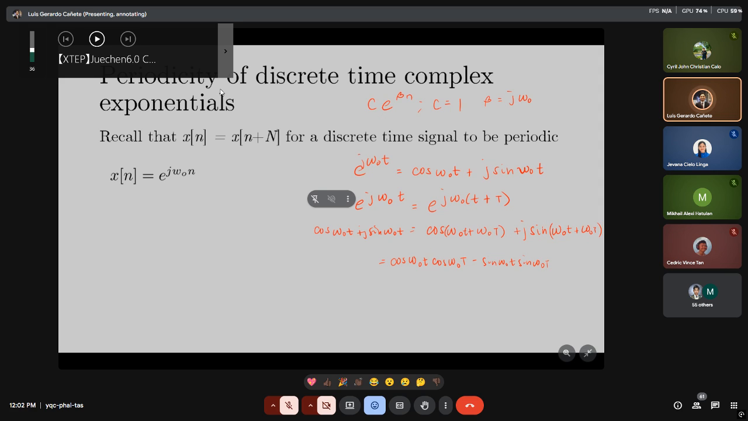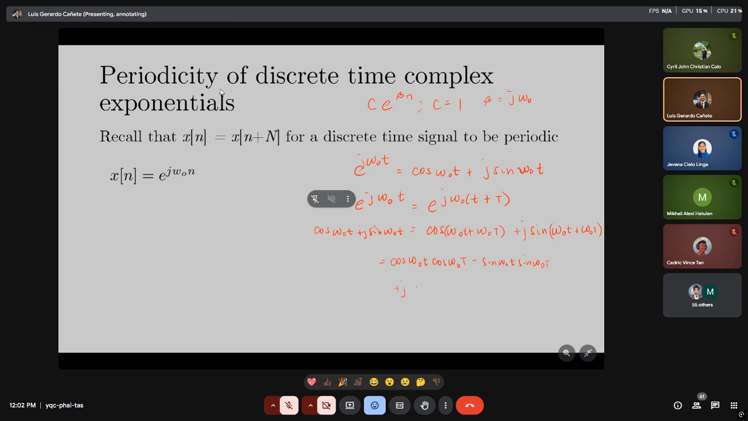And then this portion right here, you have plus j, and then this is going to be sine omega o of t cosine omega o of tau plus cosine omega o of t sine omega o of tau, right? So you can show that these should be true.